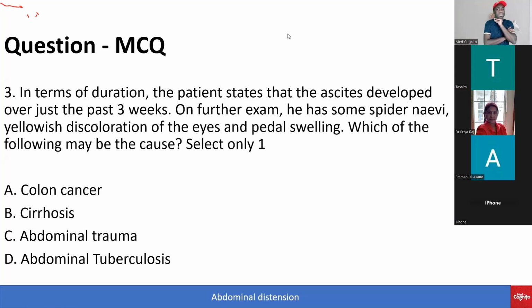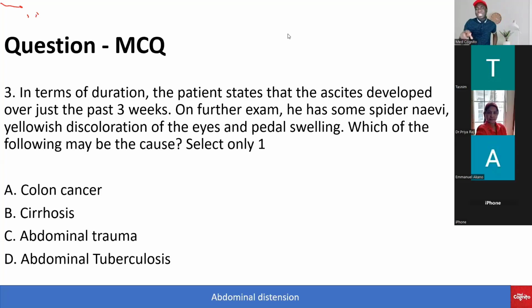Abdominal trauma is not going to cause jaundice or pedal swelling. Tuberculosis is also not going to cause so much pedal swelling unless it is advanced, with some sort of hypoproteinemia. And colonic cancer is going to be only ascites and not the other features. Beautiful.